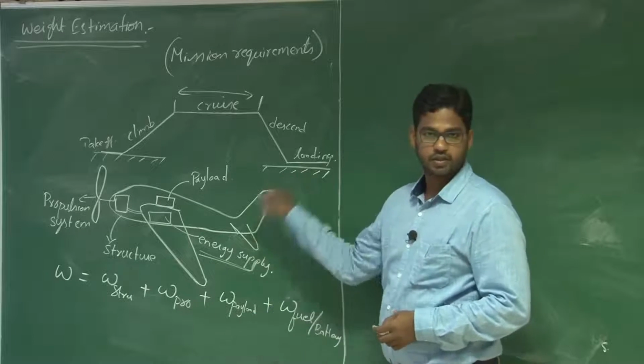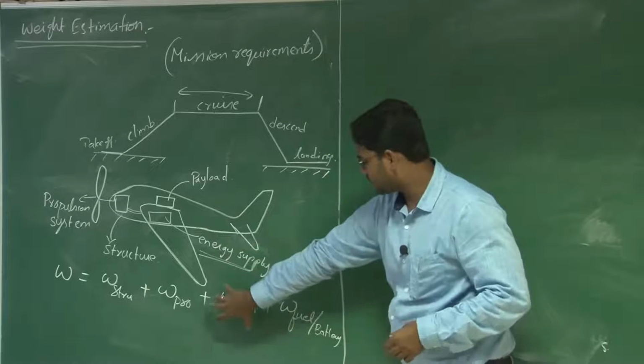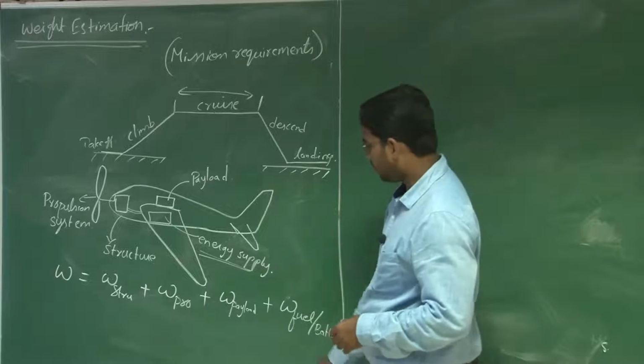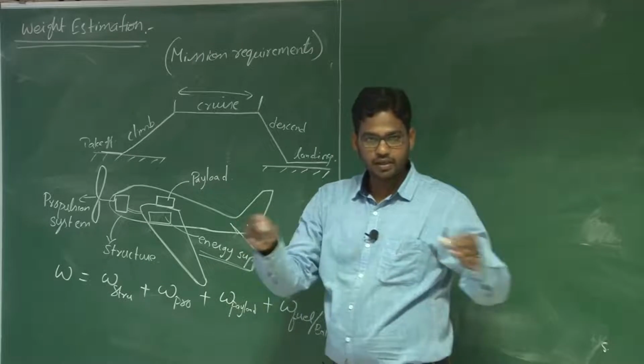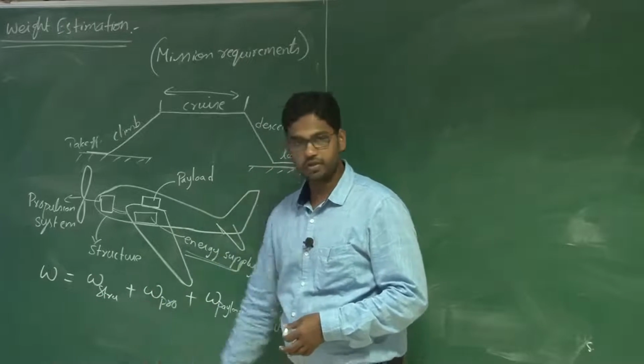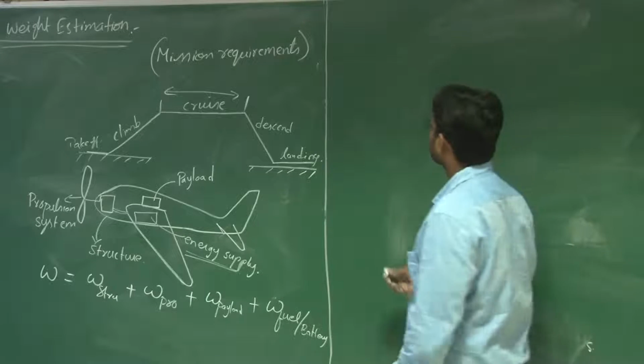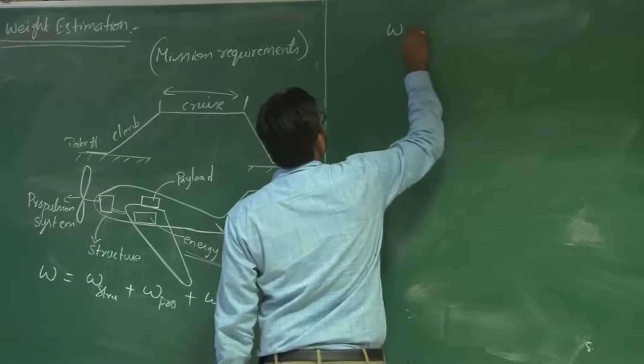Now, payload is one thing which is given as an input, right, that comes from the mission requirements. So this is a known quantity. So the unknown for this new design, before starting anything, will be what is the structural weight, what is the propulsion weight, and what is the fuel weight ratio, right. Now, how to start this?